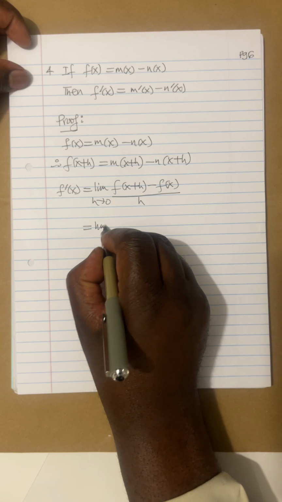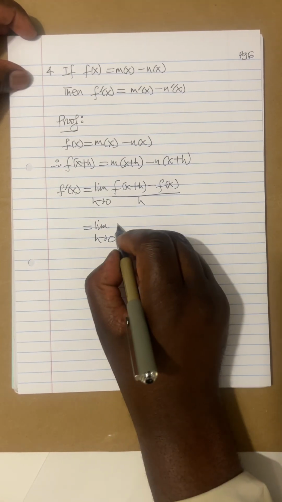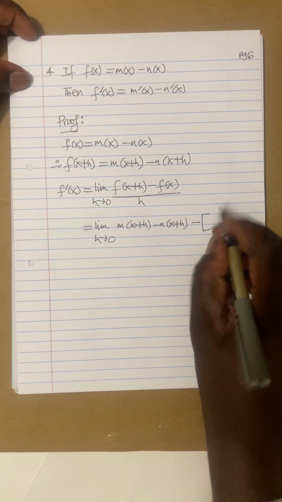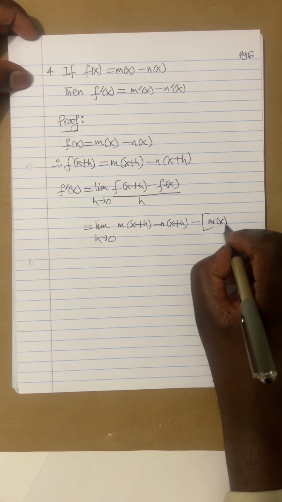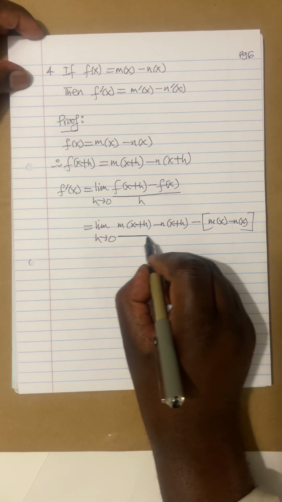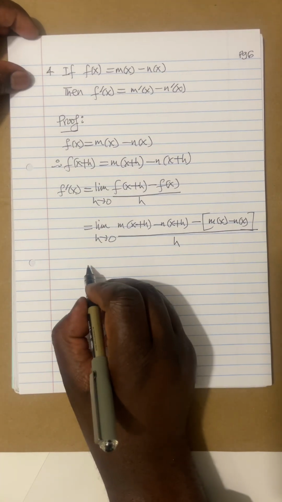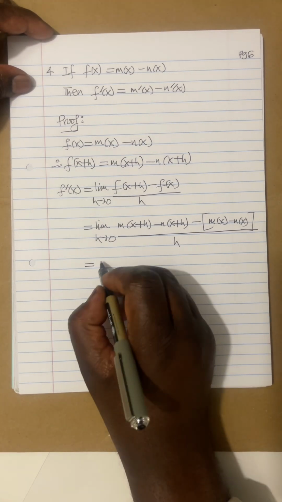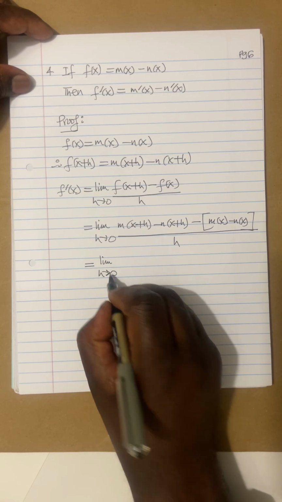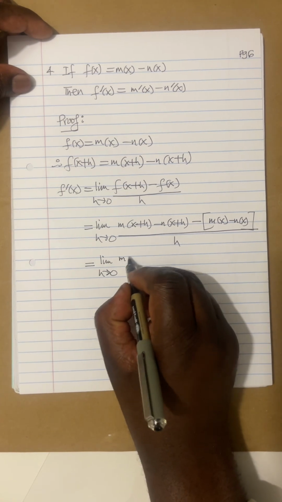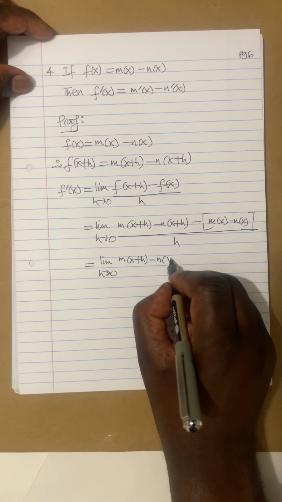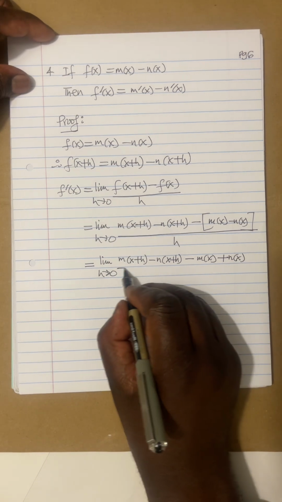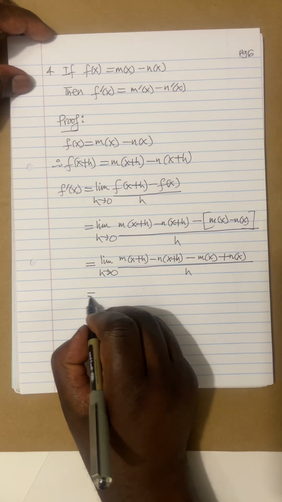We are going to have the limit as h approaches 0 of m of x plus h minus n of x plus h minus, open brackets, this expression must come here, m of x minus n of x, all over h. Simplifying the numerator, putting terms together accordingly, we have the limit as h approaches 0 of, I'm going to remove these brackets now, m of x plus h minus n of x plus h minus m of x, remember now, plus n of x, all over h.